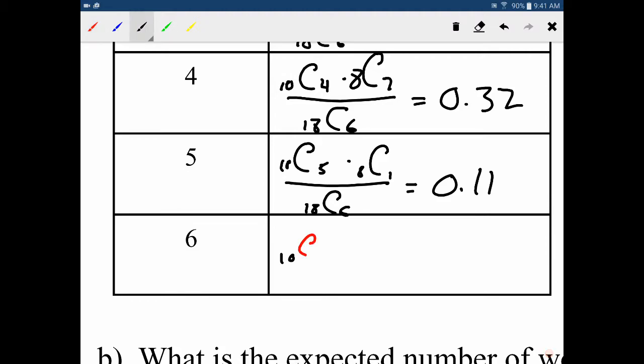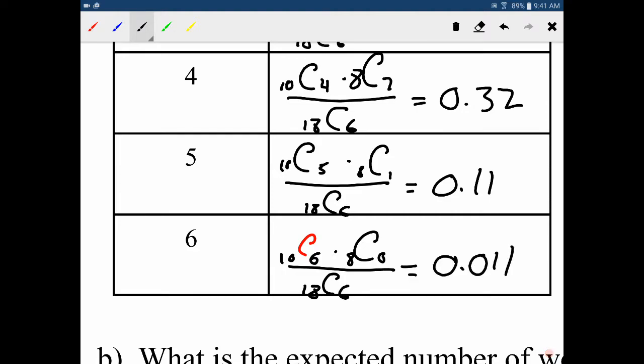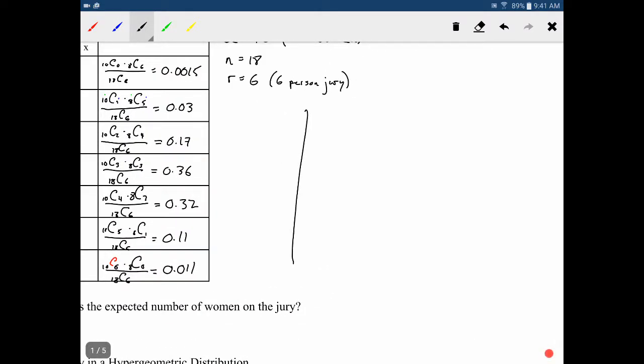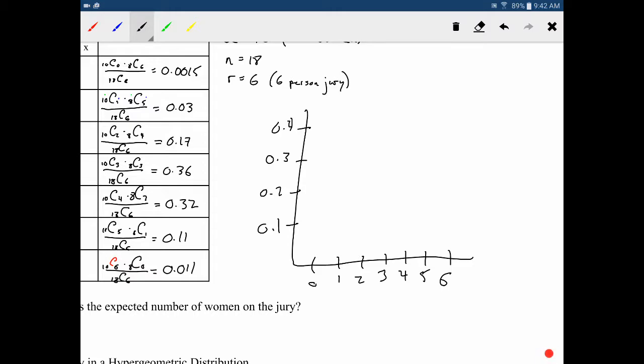10 choose 6 times 8 choose 0 over the 18 choose 6, which will equal 0.011. Okay. So there we go. If we're to graph this, we'd have 0.1, 0.2, 0.3, 0.4, and then we'd have 0, 1, 2, 3, 4, 5, 6. Okay, and it would look kind of like this.